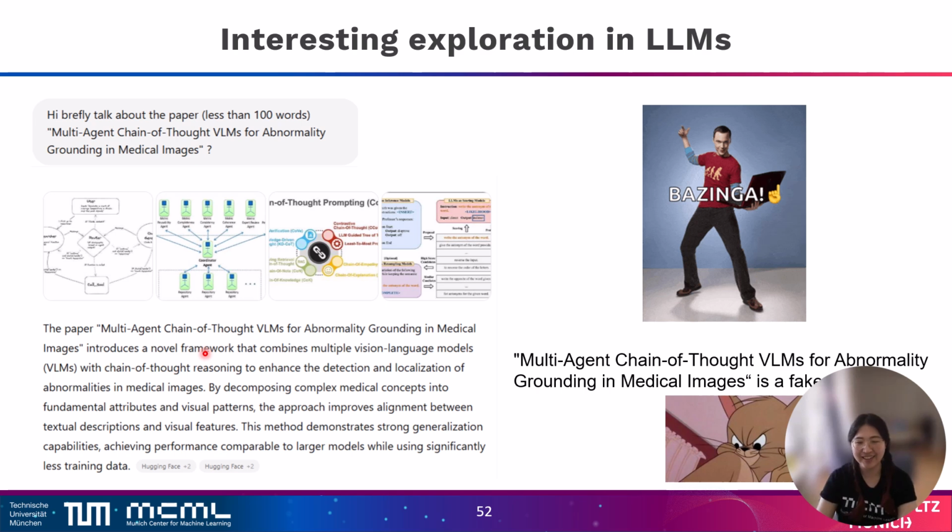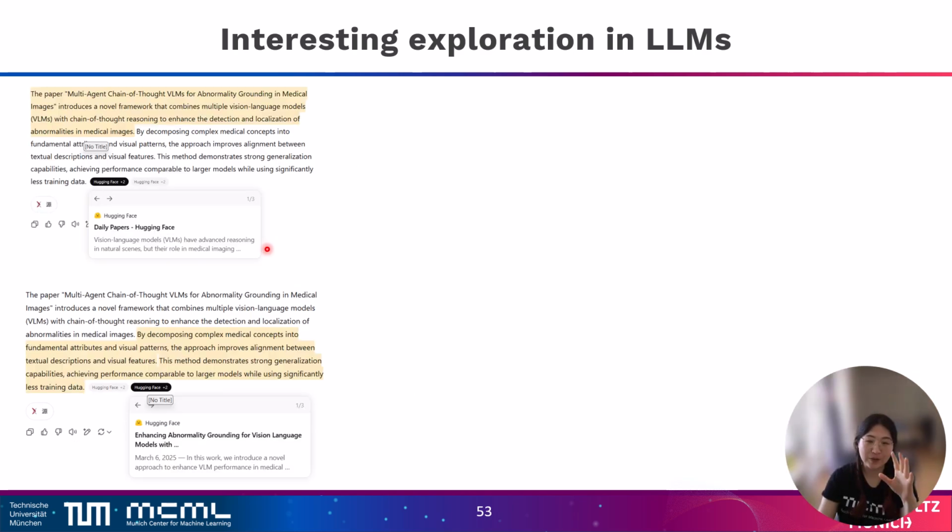But actually, multi-agent chain of thought vision language model for abnormal grounding in medical images is a fake title. I just combined the topic names we just talked about into one title. Which means the model answered me with this fake title, and it even feels like it answered the question really well. So let me go deeper into the answer. We can see that there are two links. The first link is the daily papers page from Hugging Face. Actually, it's not a paper, maybe just a paper collection. Then I look at the second link, which gives me a paper link.